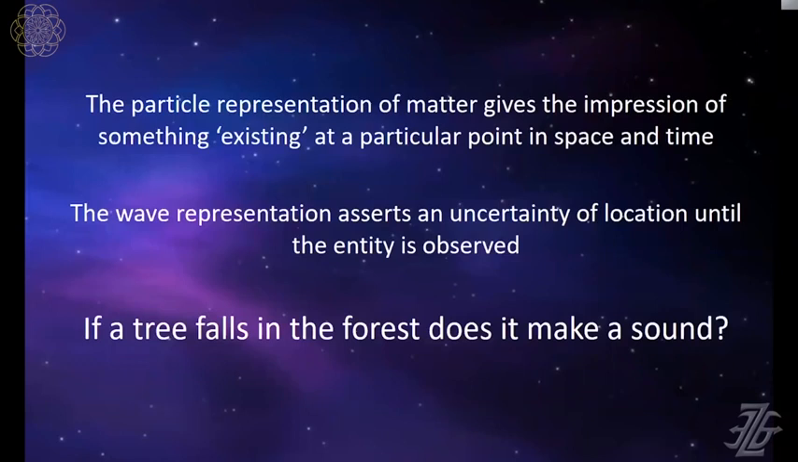So the particle representation, when you look at it and you see the particle, actually shows us that it exists in a particular space and time. It actually exists. So when we look at it, it exists. But when we don't look at it, the wave representation asserts an uncertainty of location until the entity is observed.